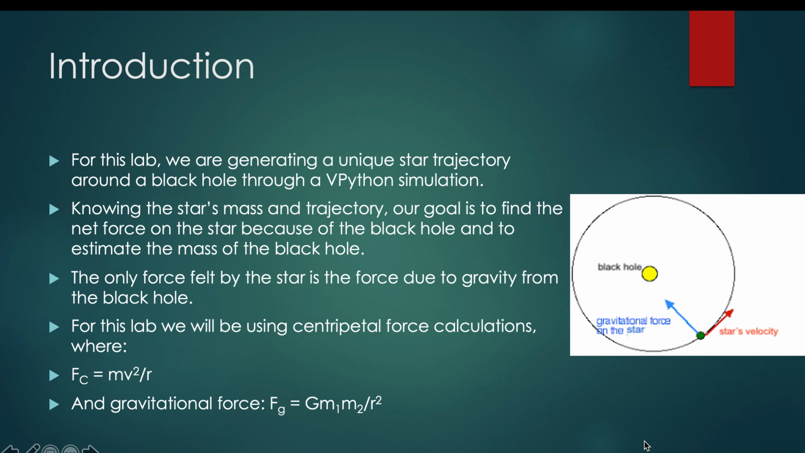The only force felt by the star is the force due to gravity from the black hole. This is something that's given to us from the problem set. For this lab, we'll be using the centripetal force calculations and the gravitational force, where Fg is equal to the gravitational constant G, times the mass of one object times the mass of the other object, divided by their radius squared.